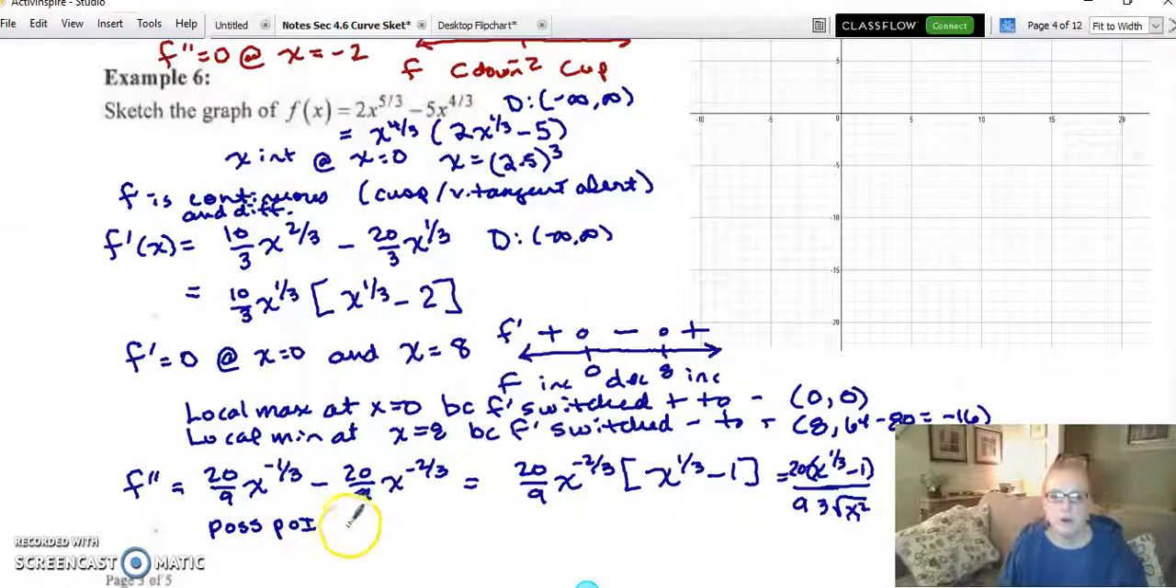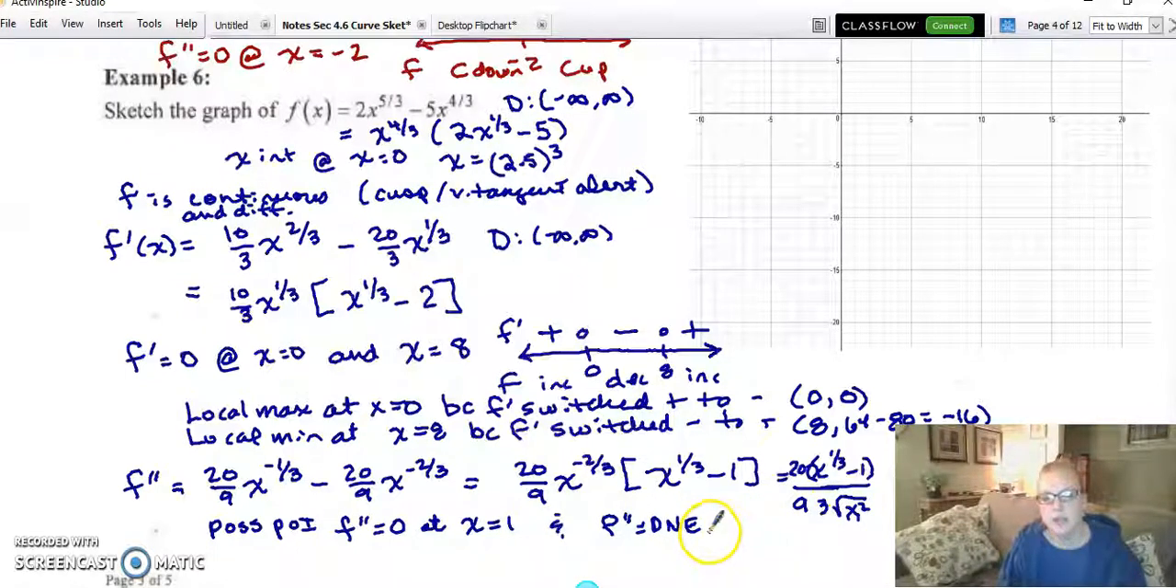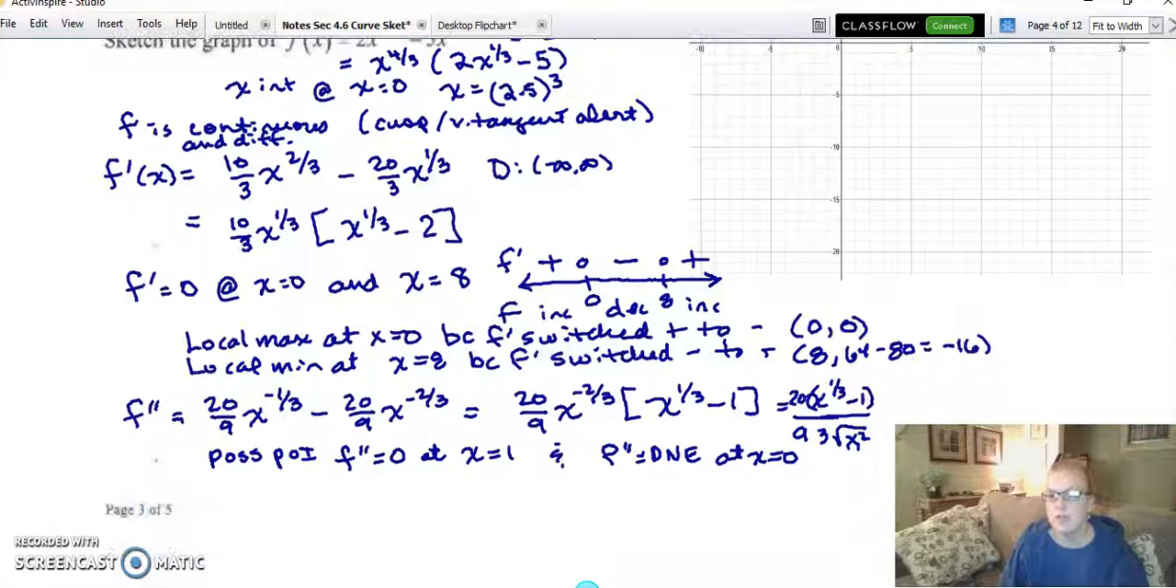Possible POIs, you do want to look at where the second derivative is equal to 0, which is going to be at x equal to 1. And we want to look at where the second derivative does not exist, which is going to happen at x equal to 0. Now, this may not be an actual point of inflection, but remember, it is still a possible point of inflection taking a look at it.